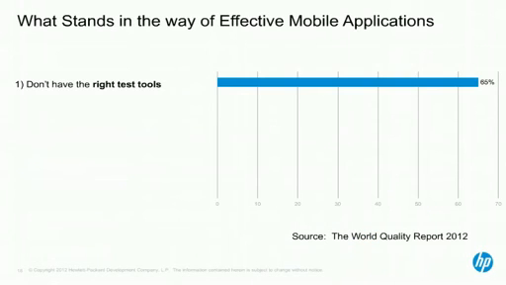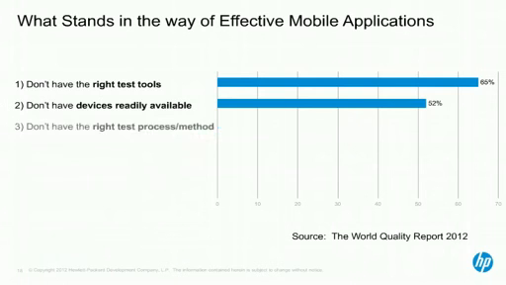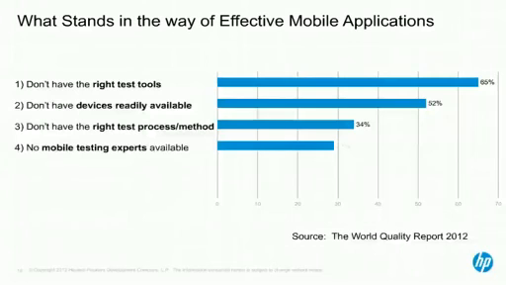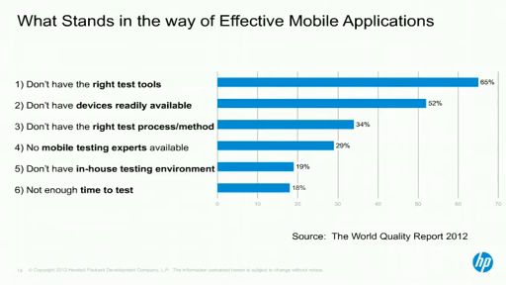And this is a survey that was done as part of the World Quality Report. This was a couple of years old. They've just released the 2013 report, and I haven't updated the number. But what stands in the way of effective mobile applications for organizations? Number one, we don't have the right test tools, don't have the devices, don't have the process and the method to do it, and we don't have the expertise to do the job. So the top 4 are all about test. Then we come down to environment, and then we come down to the time as well. So the top 6 now are test-related issues about pushing things out there.